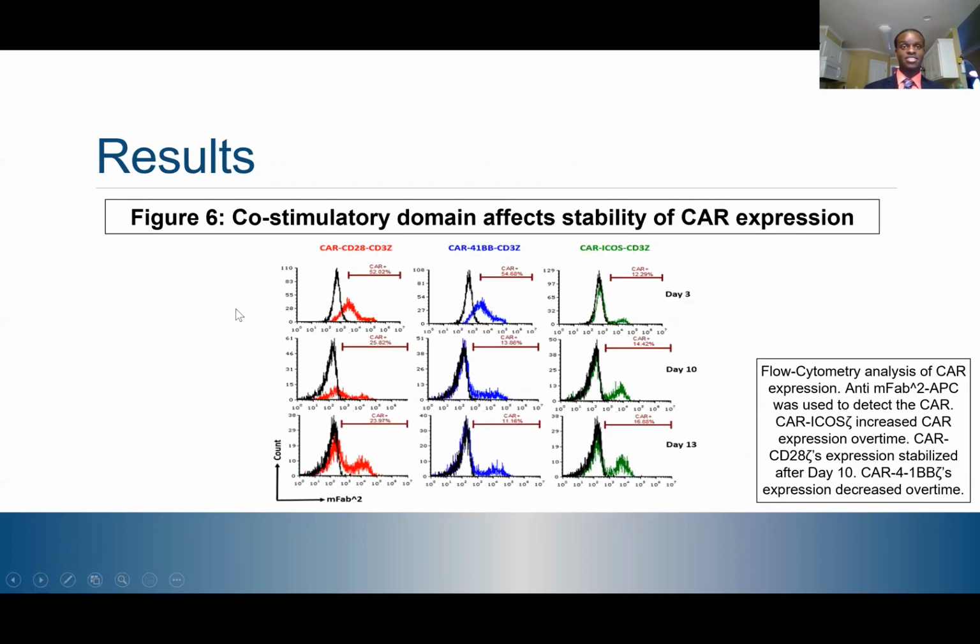In figure 6, it shows how the costimulatory domain affects the stability of the CAR expression. As you can see, going from left to right, in CD28, the CAR expression stabilized after day 10. That means that it actually kept the CAR receptors on it. 4-1BB actually decreased as the CAR expression went on over time, and ICOS actually increased in CAR expression over time.